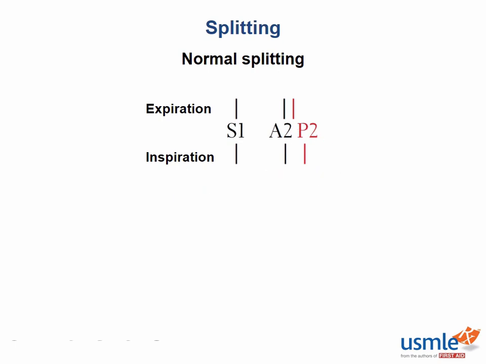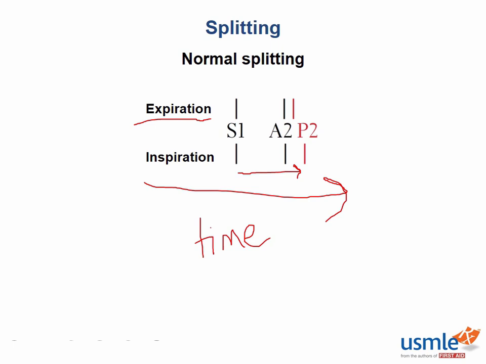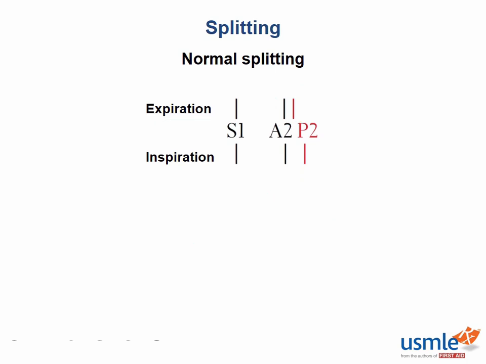So this graph here, or this line, is represented by time, essentially on an x-axis, going this way between S1 and S2. And we can see that during periods of expiration, the A2 and P2 heart sounds are essentially occurring at the same time. And then during inspiration, we see this increase in time between A2 and P2, and that is what is called physiologic splitting. So during inspiration, we see physiologic splitting of the S2 heart sound. That is the main concept.